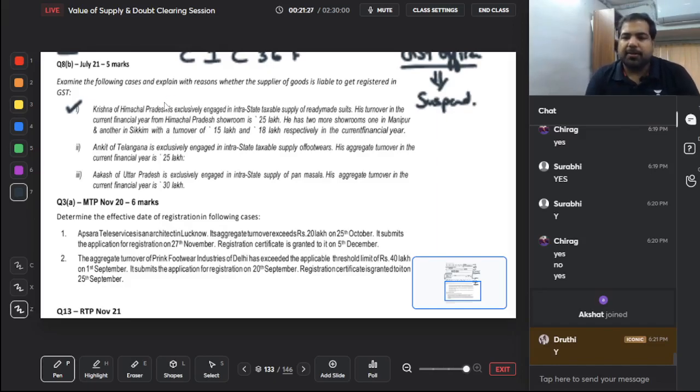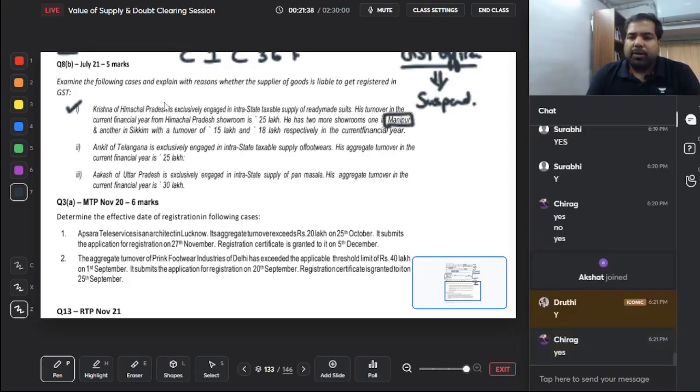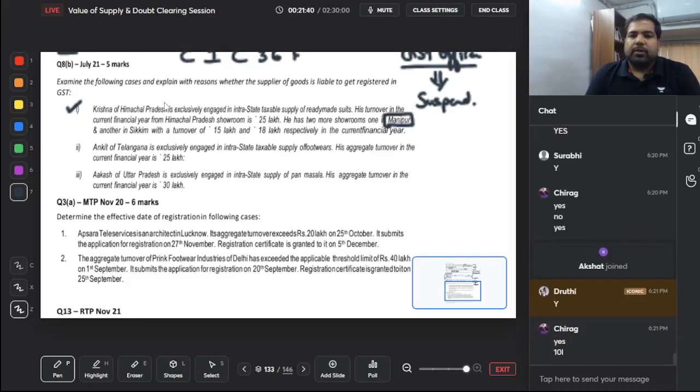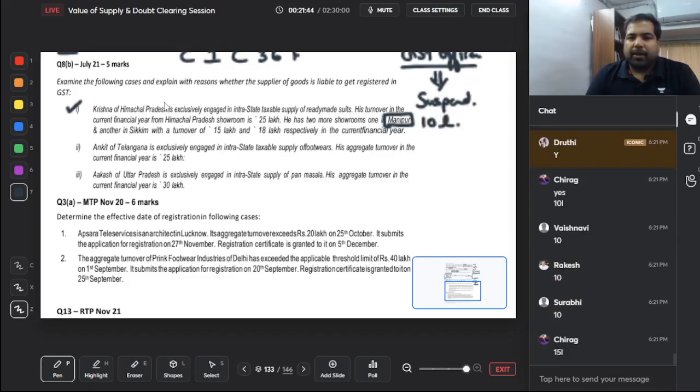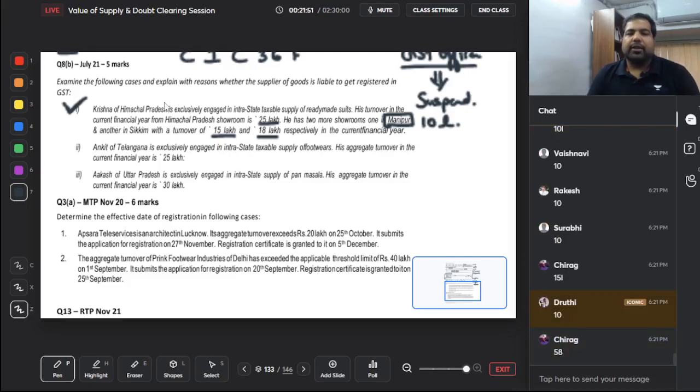Very simple, guys. Does he have one showroom in Manipur? So Manipur means what limit, guys, will apply? The limit will be 10 lakh. And what is the aggregate turnover? Please tell me aggregate turnover. 25 plus 15 plus 18, that is 58 lakhs. Will they require registration? Yes.